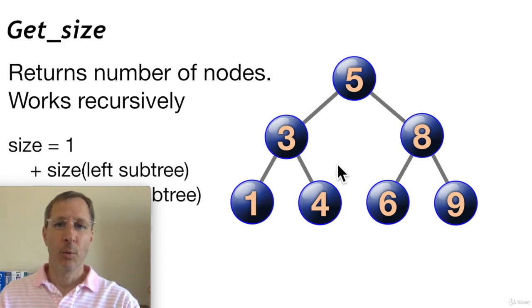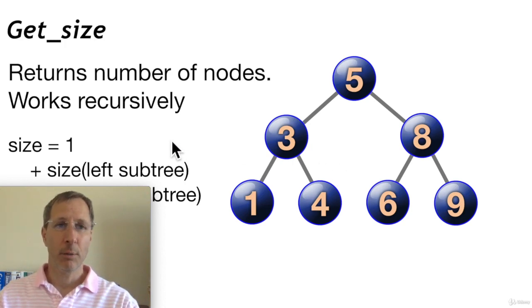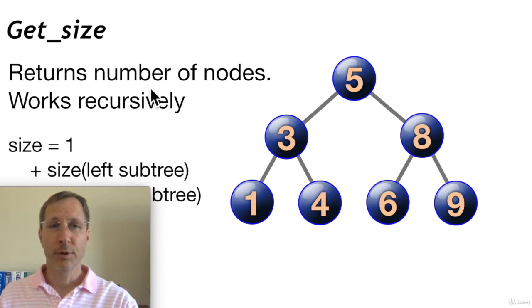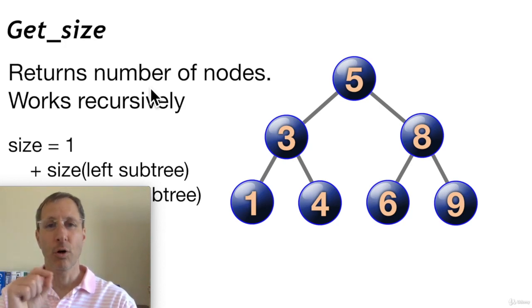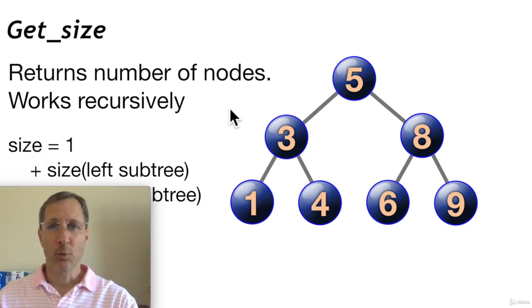Now getSize. Sometimes we may want to find out how many nodes are in a tree. So this is a pretty easy operation. The getSize function returns the number of nodes, and it works by using recursion. Actually, most of these functions in trees are recursive. So find, delete, insert, we're doing it recursively because we continue to call the same function using the same parameter until we find the correct position to execute it. So getSize works the same way. The size is equal to 1 plus the size of the left subtree plus the size of the right subtree.